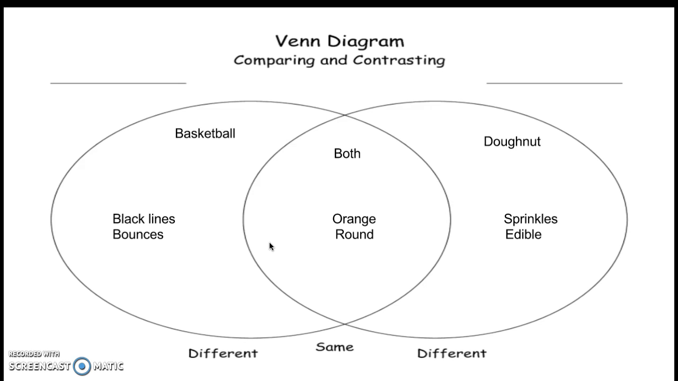This is an example of a Venn diagram showing our basketball and our donut. Let's start with comparing. Again, they are both orange and round. When we contrast them, we write down what they do not have in common on their side. So the basketball has black lines and it bounces. The donut has sprinkles and is edible, which means you can eat it. I would not recommend eating a basketball though.